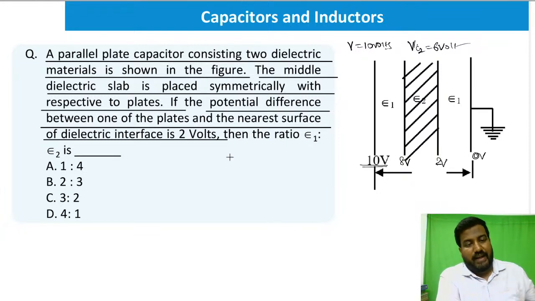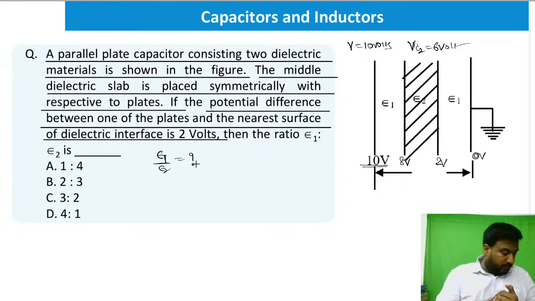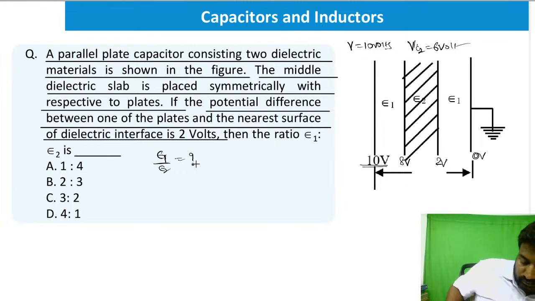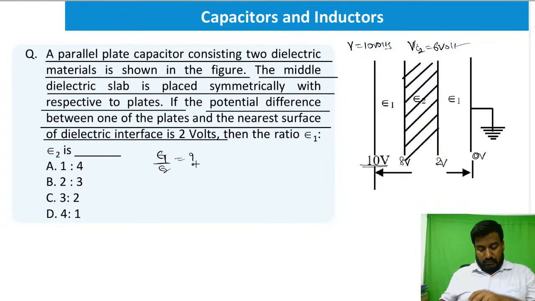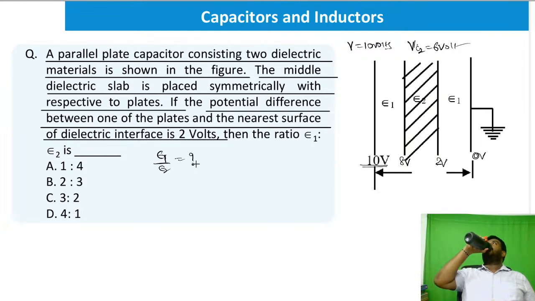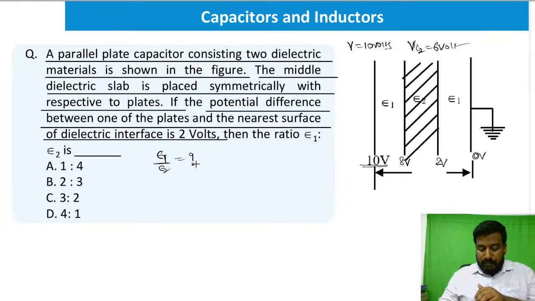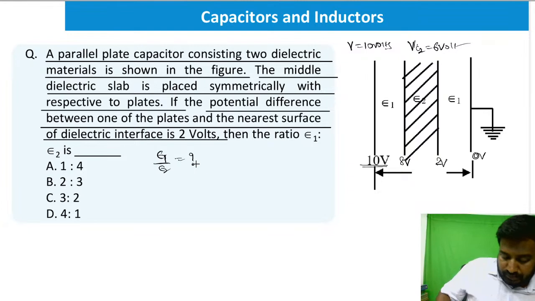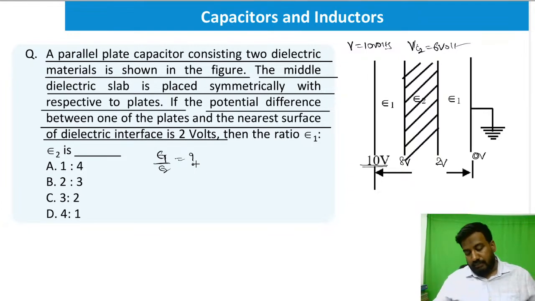So find the ratio of epsilon 1 by epsilon 2. Tell me dear, how to do this? How will you do this? How shall we do this?